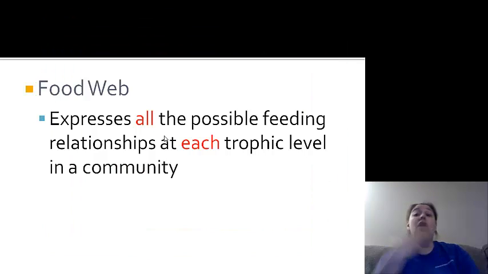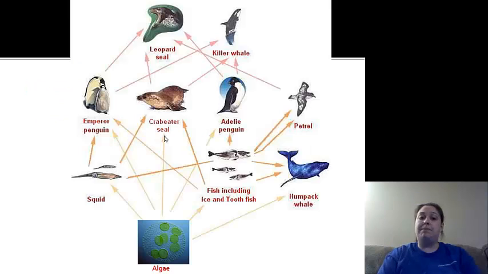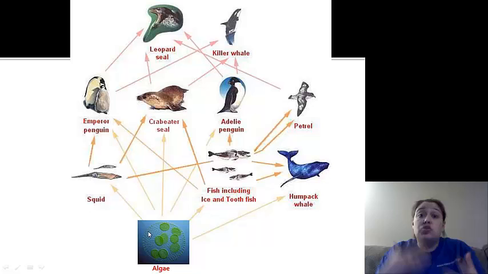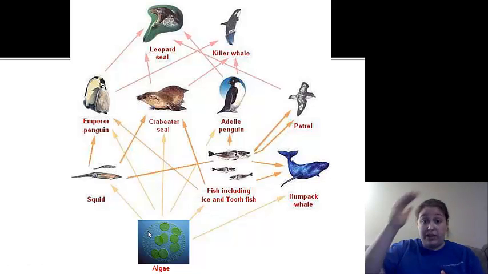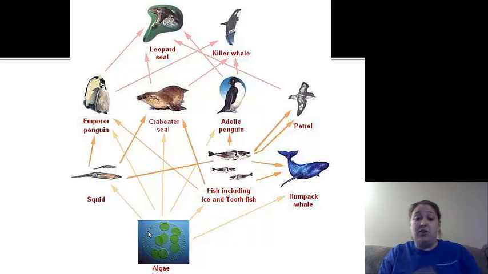A food web shows all possible feeding relationships, not just one pathway, but all of the different trophic levels in a community. Again, starting with our producers down here, algae. It's not just one pathway showing where it can go. There's multiple things that can feed off our algae. We can have the squid, or the emperor penguin, or the seal, or the other penguin, or the ice fish and toothfish, or the humpback whale. All of these can feed off this algae. And it makes more of a web versus a chain.